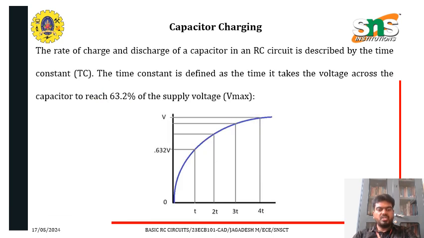The rate of charge and discharge of a capacitor in an RC circuit is described by the time constant Tc. The time constant is defined as the time it takes the voltage across the capacitor to reach 63.2 percent of the supply voltage, that is, the maximum voltage. That is the time constant, a very important exam question. Look at the graph, where the x-axis represents time and the y-axis is voltage. 63.2 percent is attained at time T. So this is called the time constant.